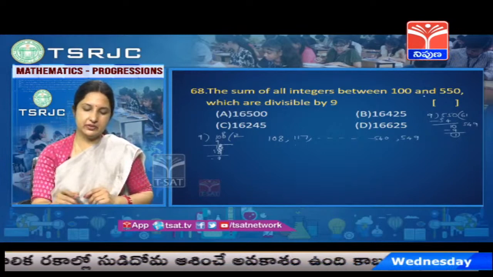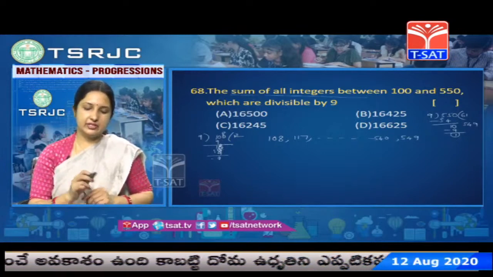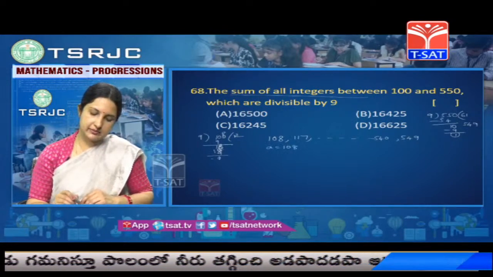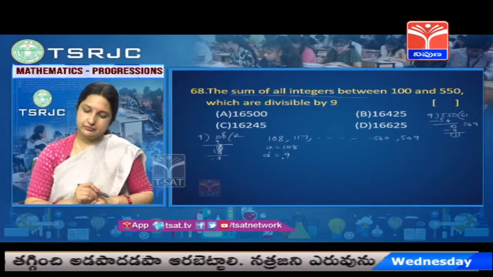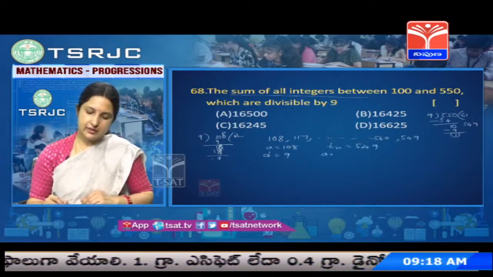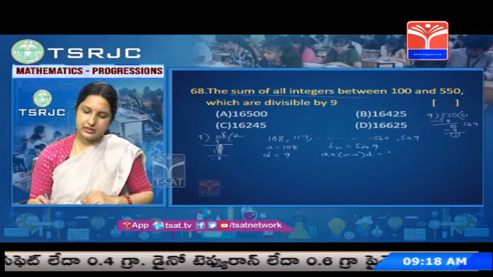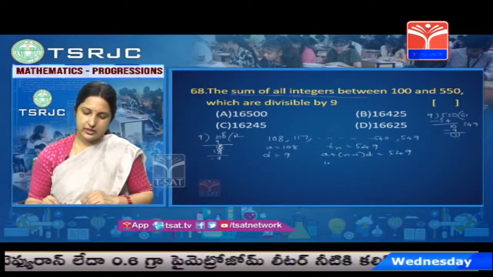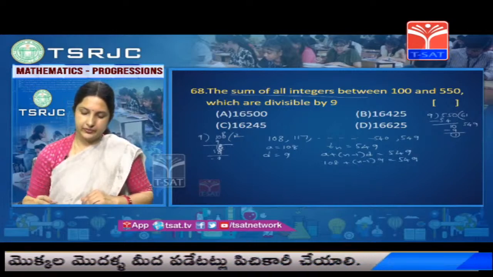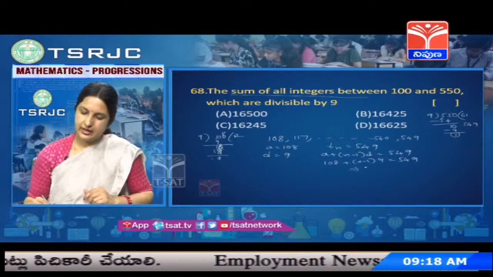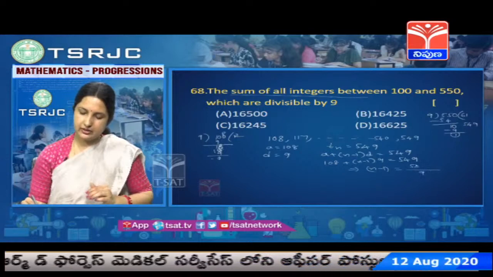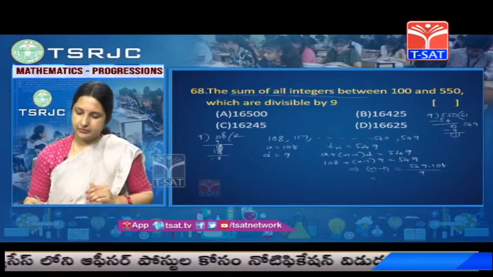The sum of all integers between 100 and 550 which are divisible by 9. So the sum of all these numbers we have to find. a equals what? 108. d equals what? 9. And Tn equals 549. Then a plus (n minus 1) into d equals 549. a is 108 plus (n minus 1) into 9 equals 549. That implies n minus 1 times 9; we take the 108 across, subtracting it from 549.